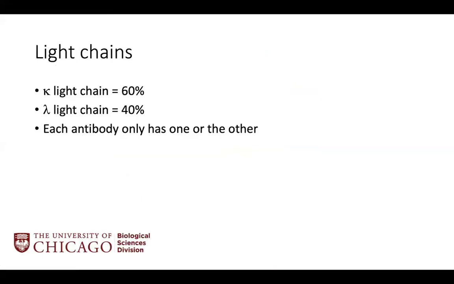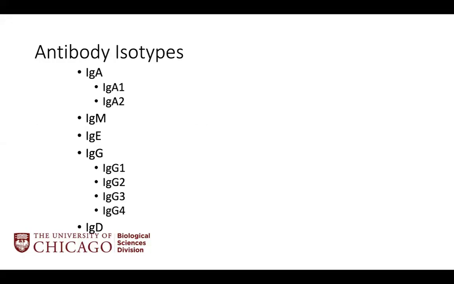Okay, so the light chain, each antibody has one or the other. About 60% of the light chains in your body are kappa and 40% are gamma light chains. Each antibody has different isotypes, and we have, therefore, a diverse set of different antibodies. So IgA can actually have IgA1 or IgA2. Then you have IgM, IgG, and IgG has four types: IgG1, IgG2, IgG3, and IgG4.